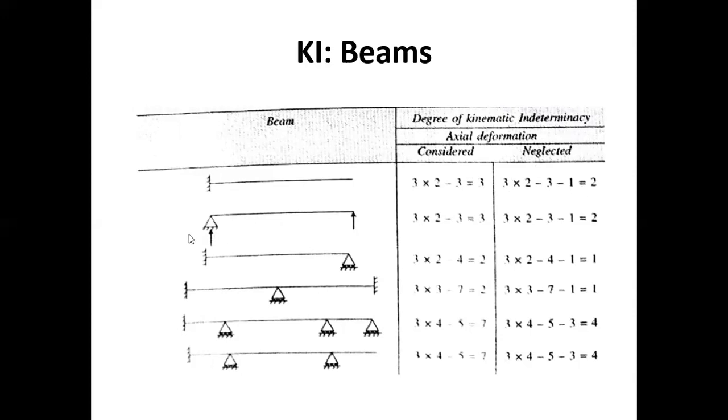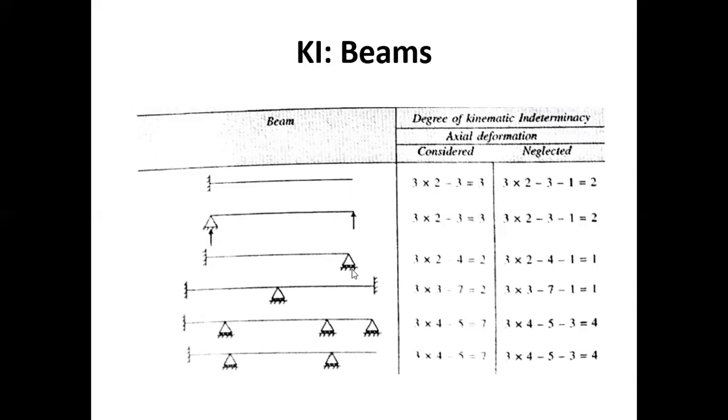The other case, in this case, it is 3j minus r. It is a hinge support. The number of internal reactions at the hinge support is 2, and one is over here due to the prop. So it is 3j minus r, and r is 2 here and 1 here. That is 3. And if the axial deformation is neglected, then one member will be subtracted from this equation, because there is only one member. So 3j minus r minus m will give the value of 2.